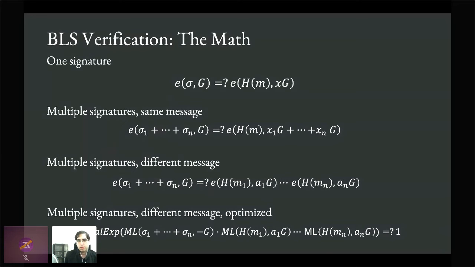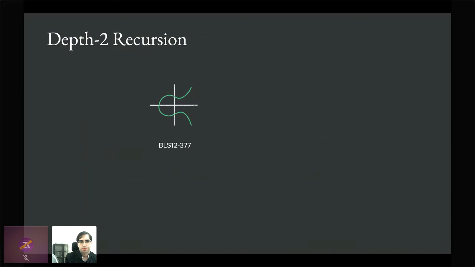So now we've talked about how we actually do these things in general. We need to verify BLS signatures inside a SNARK. That's not something we can usually do, because running pairings inside a SNARK is problematic. So how can you do this? In order to do this, we use depth to recursion.